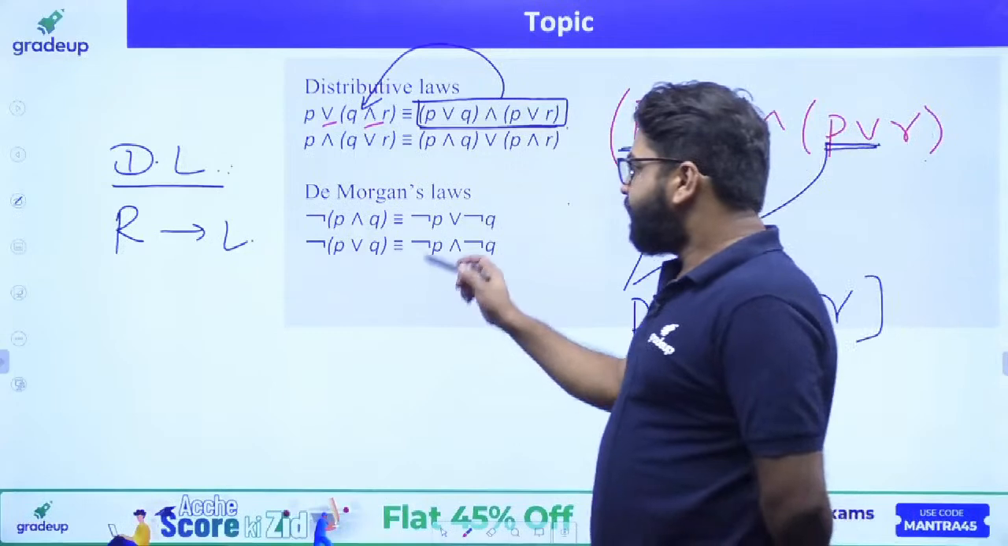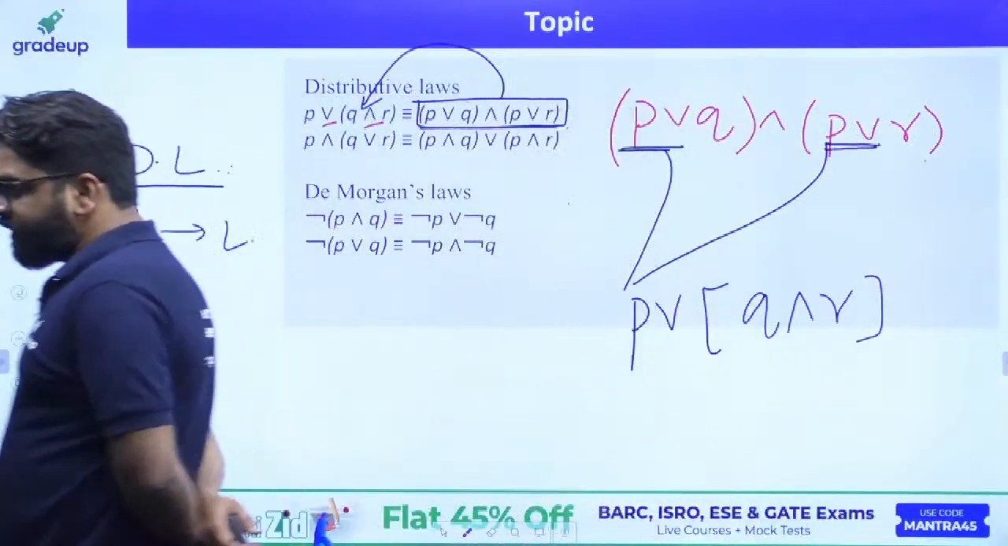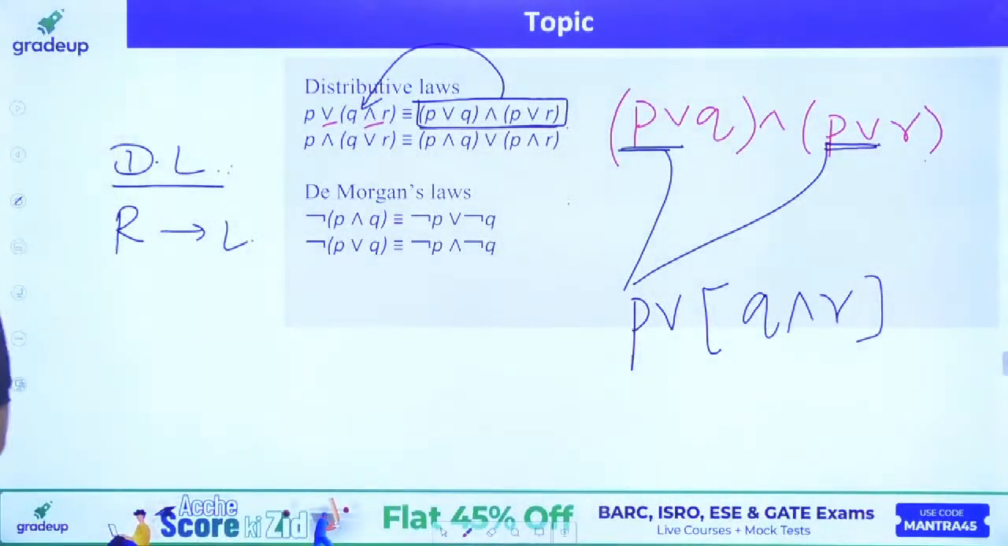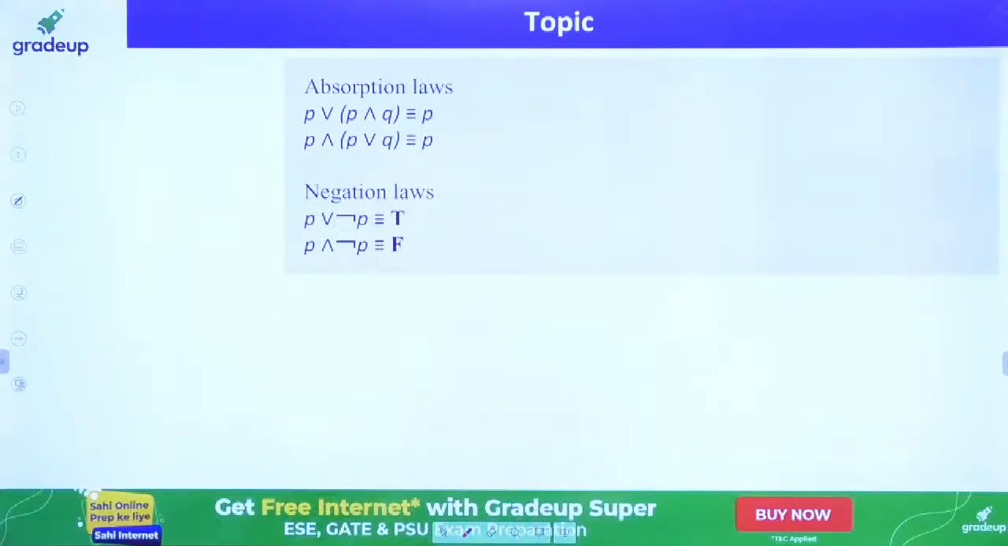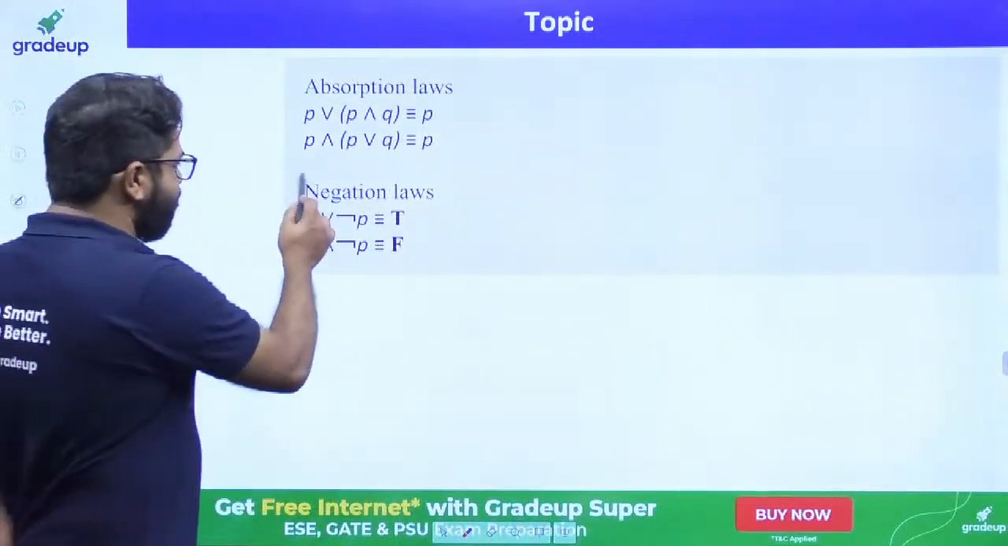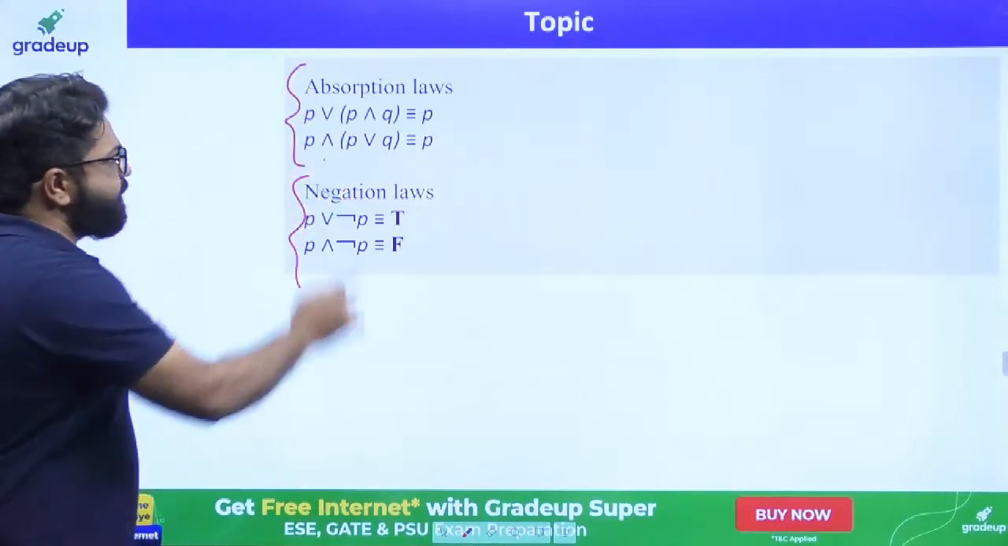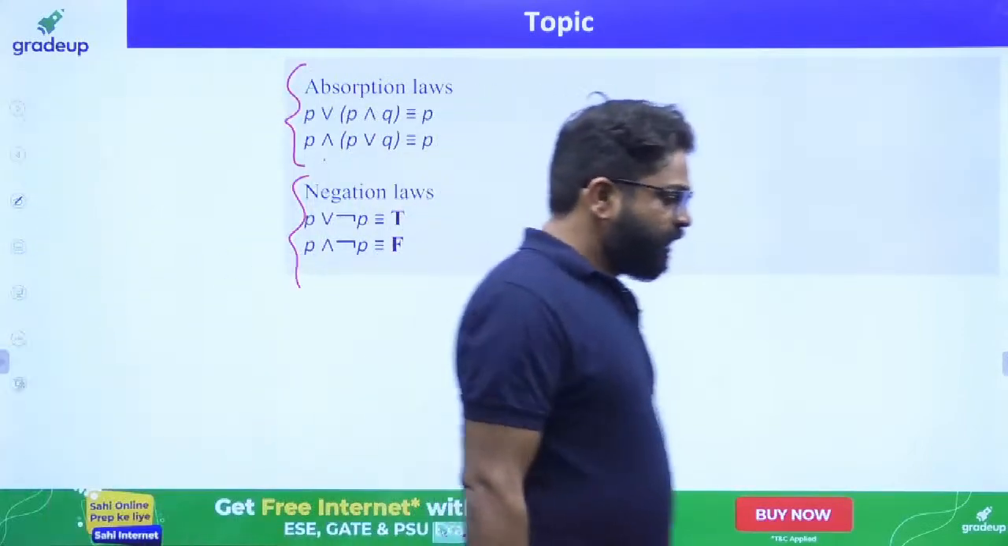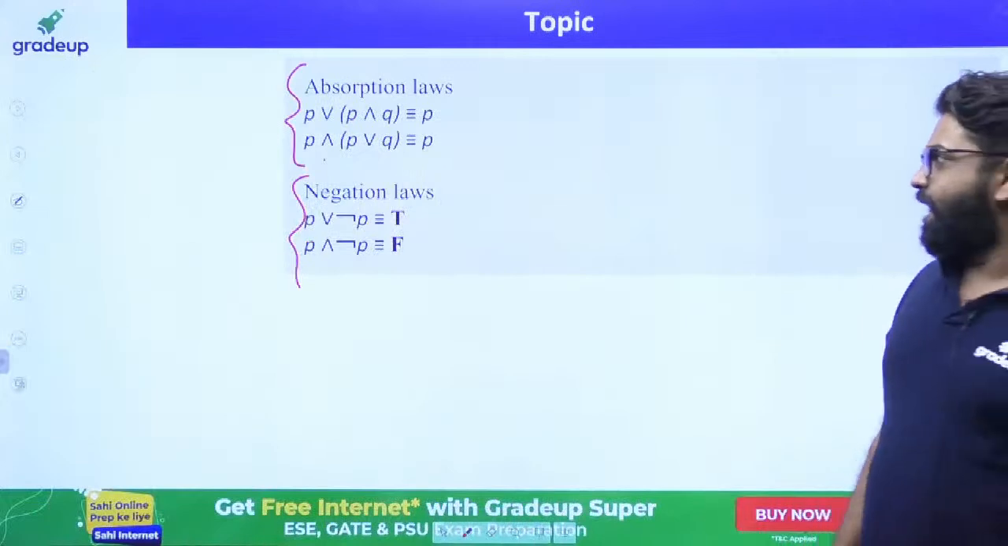And one more thing, De Morgan's law. Again, De Morgan's law is also very important. So this is regarding two laws. This one is quite easy, so I will not be focusing on that, but I will be focusing on the absorption law. Absorption law is very, very important. So let's try to prove it, how we can have this absorption law.